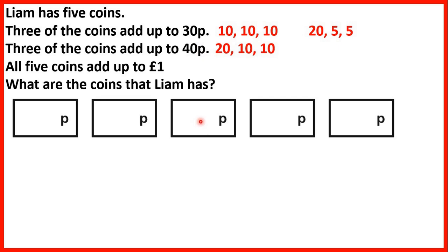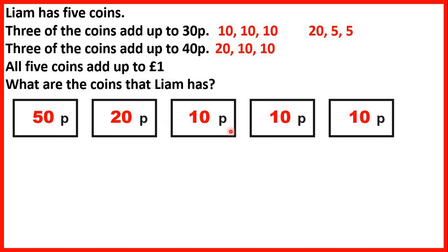So already, we know what 3 of these numbers must be. One of them, at least, must be 20p, and 2 of them, at least, must be 10p. So, let's start with 50p, and then we can have 20p, 10p, 10p, and then if we look at what we've got so far, we've got 50 plus 20 is 70, plus 10 is 80, plus 10 is 90, so we need another 10p to make sure it adds up to £1.